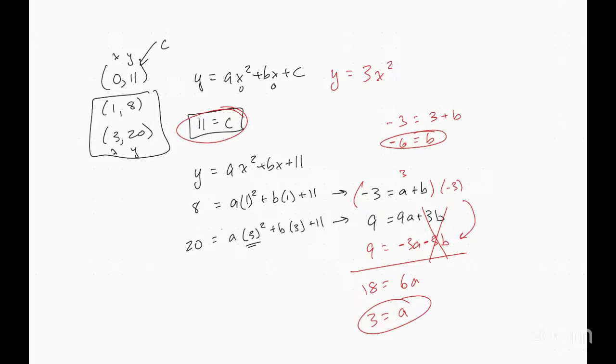So I'm rewriting it, plugging in a, b, and c into this equation. So y equals 3x squared minus 6x plus 11. And that's your equation.